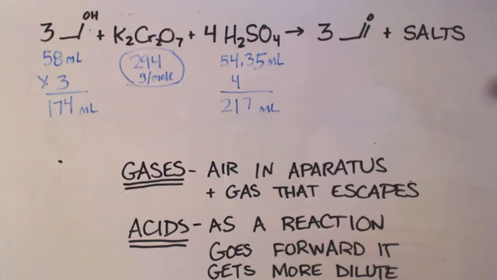Acids, as a reaction goes forward, unless it's a catalytic thing, your acid gets more dilute. So by the time you're done, down to the last 10% of your reaction, you might not have enough acid in there to actually do the reaction. So you might have to put extra in for that. You have to think of that ahead of time when you're doing your stoichiometry.